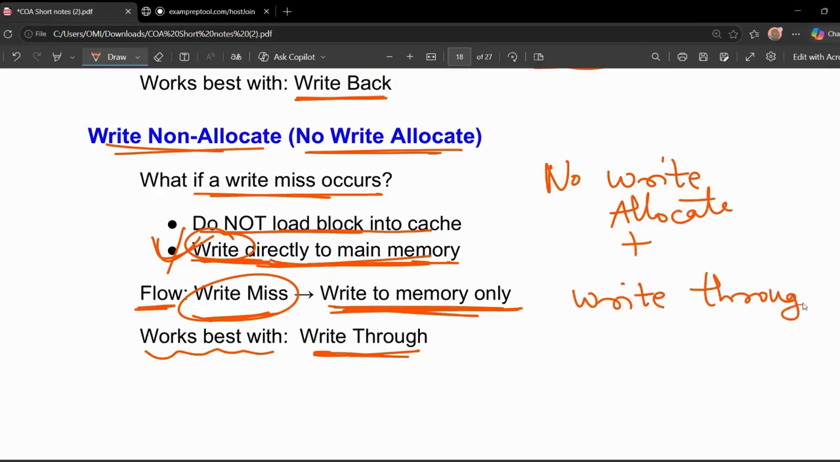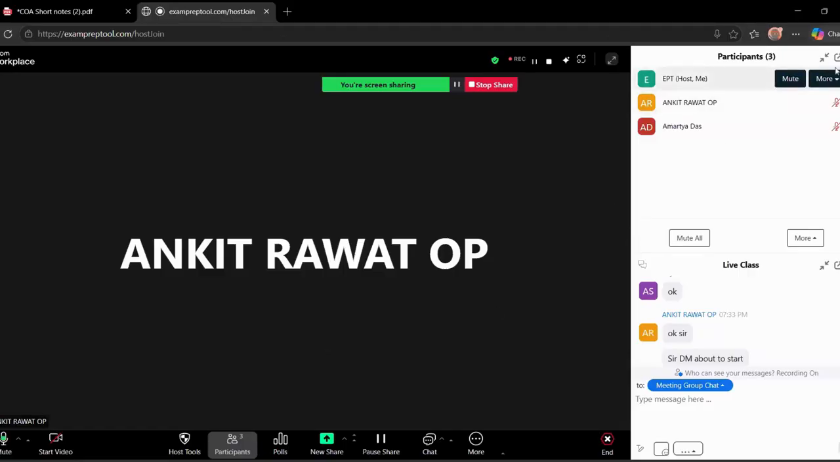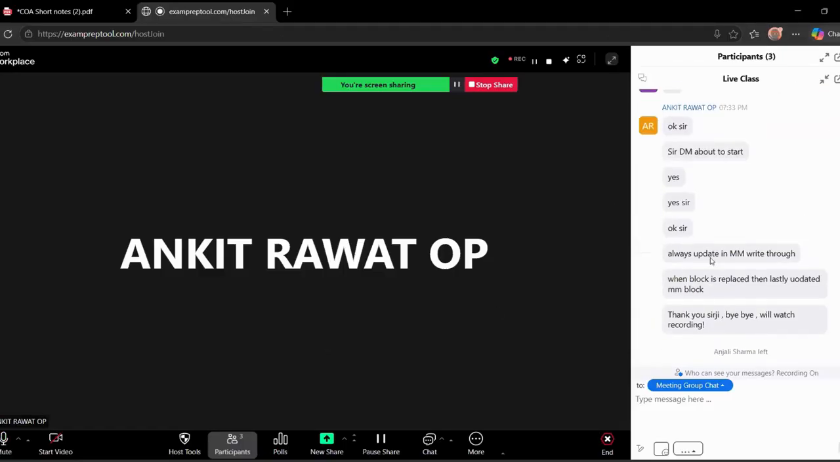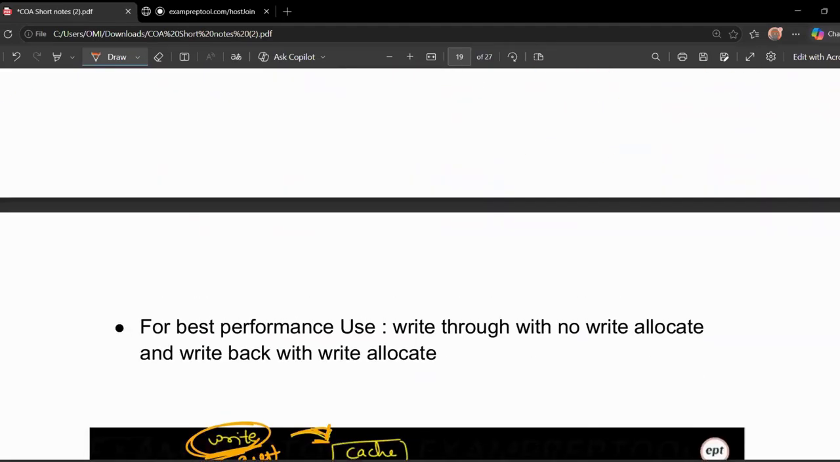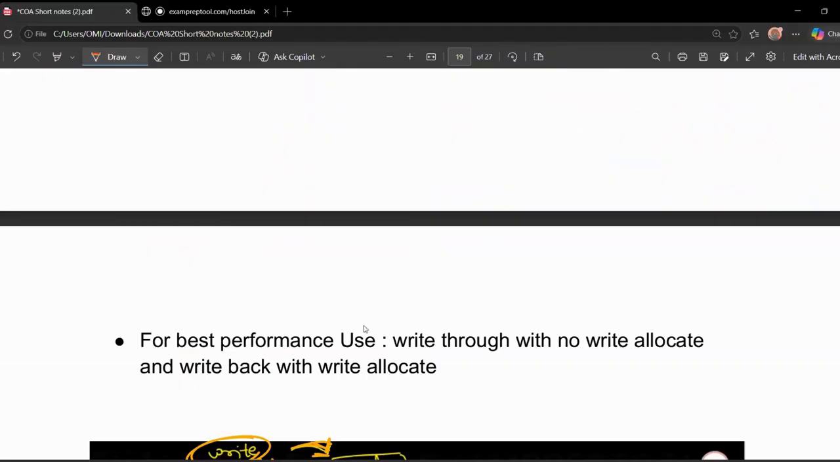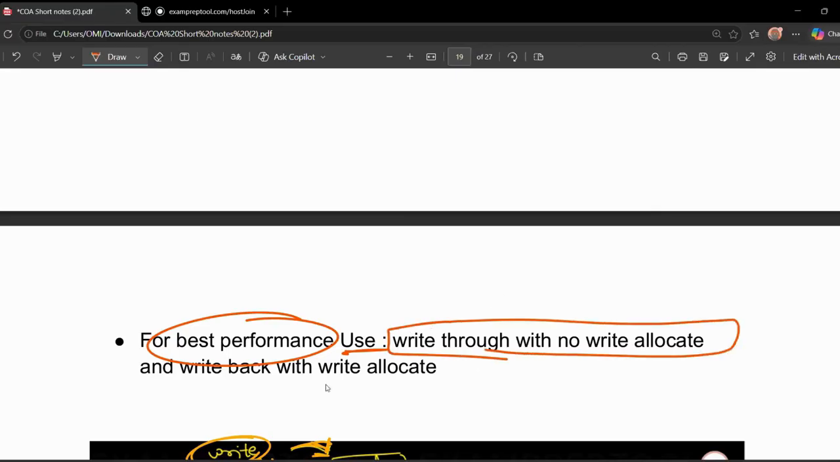Directly and indirectly PYQs are coming, and that too in recent years. If you look at the PYQs, they come directly from this topic, so this is again very important. For best performance, you can use this combination: write through with no write allocate, and write back with write allocate.